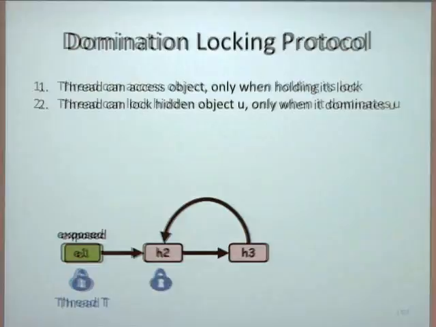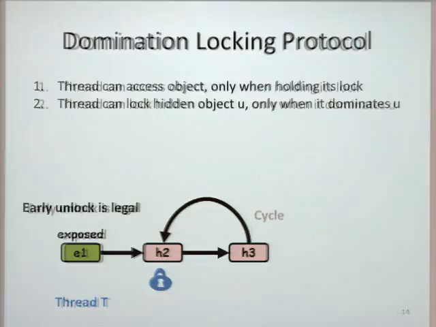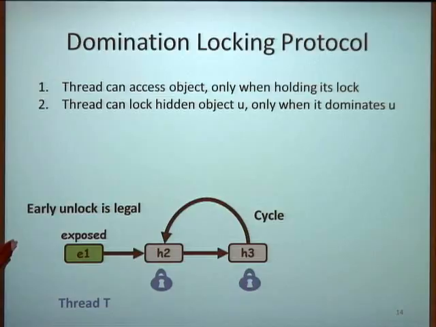because it dominates H2. The domination locking protocol allows early unlock. So if thread T wants to release the lock from E1, it is able to release the lock, so other threads will be able to access the same data structure. Also, the protocol can handle cycles. So if, for example, we have a cycle, as in this case, then the thread T is able to lock H3 because it dominates H3.